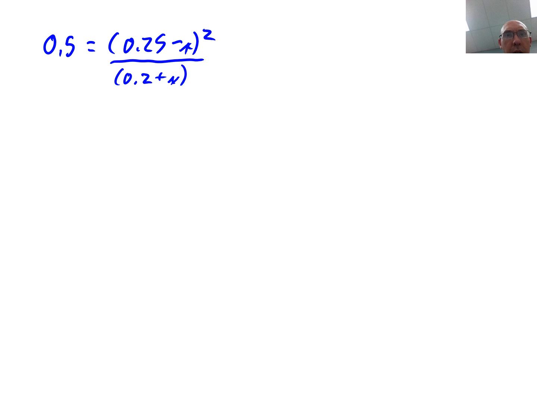All right, so continuing from that point, we should have 0.5 equals, and I'm going to simplify the right-hand side into 0.25 minus x squared over 0.2 plus x squared, because both the numerator and the denominator were square terms. This methodology is called the perfect square.